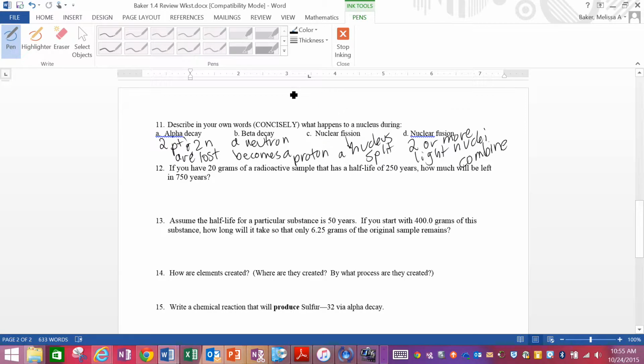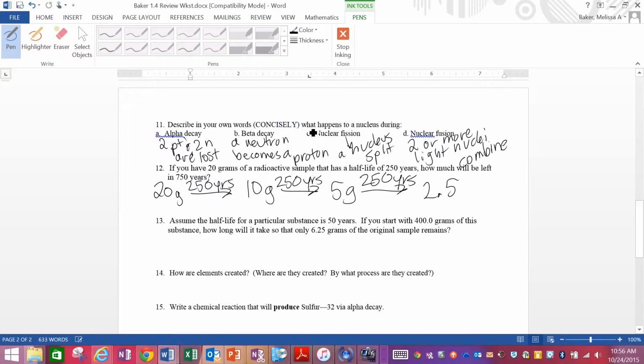If you've got 20 grams of a radioactive sample and its half-life is 250 years, how much is left after 750 years? Okay, so after the first 250 years, there's only 10 grams left. Another 250 years, there's only 5 grams left. That's a total so far of 500 years. It asked us to go 750 years, so another 250 years gets us to our final answer, 2.5 grams.